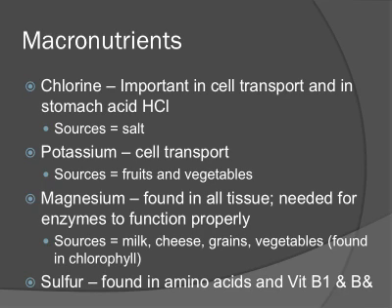The next one I want to talk about is magnesium. This is found in all tissues in your body, and it is needed to make sure that your enzymes are functioning properly. Some sources of this are milk, cheese, grains, and vegetables. It is found in chlorophyll, which is what makes vegetables green, so when we eat vegetables, we can get a significant amount of magnesium.